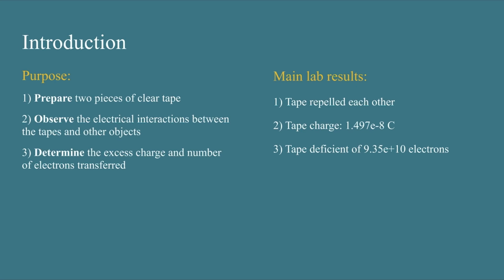The main lab results we will see by the end of the video are: 1. The tapes are positively charged and we will see that they repel each other. 2. The tape charge was estimated to be 1.497 times 10 to the negative 8 coulombs. And finally 3. The tape was deficient of 9.35 times 10 to the 10 electrons.